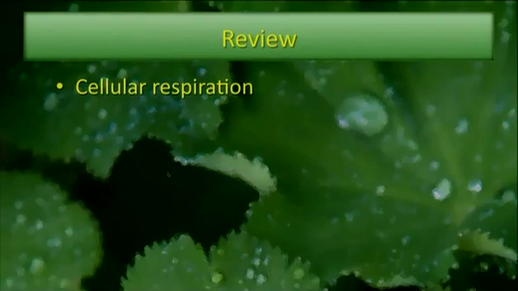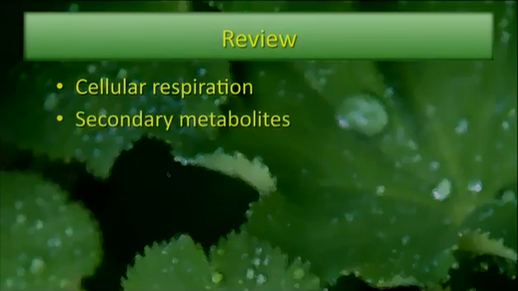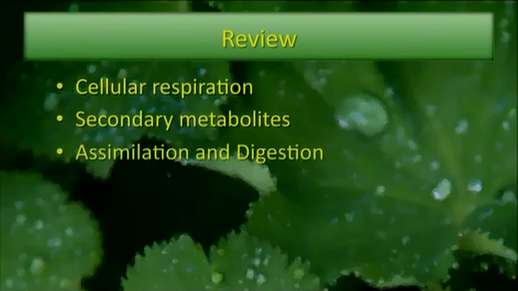Now, plants and animals use just about the same processes to do digestion, except that they do them in different places. In plants, it happens in the cells. In most animals, it happens through the digestive tract. So digestion as a phenomenon is similar in plants and animals, except in terms of where it happens. So, to review what we just covered, we talked once again about cellular respiration, some secondary metabolites, and assimilation and digestion.